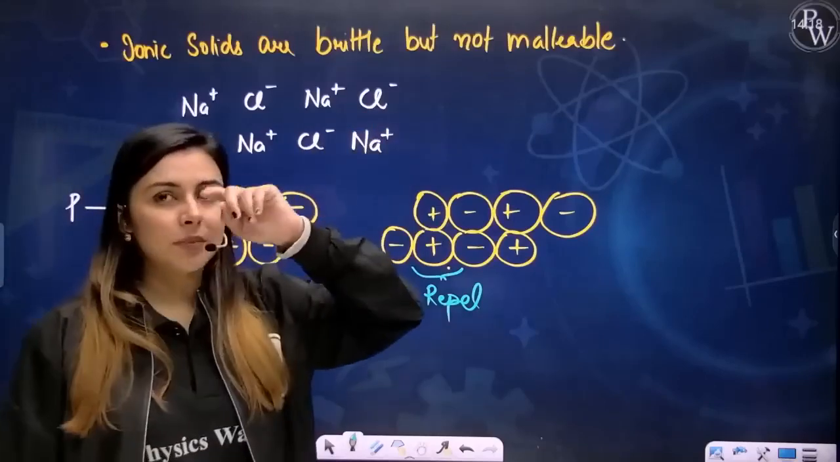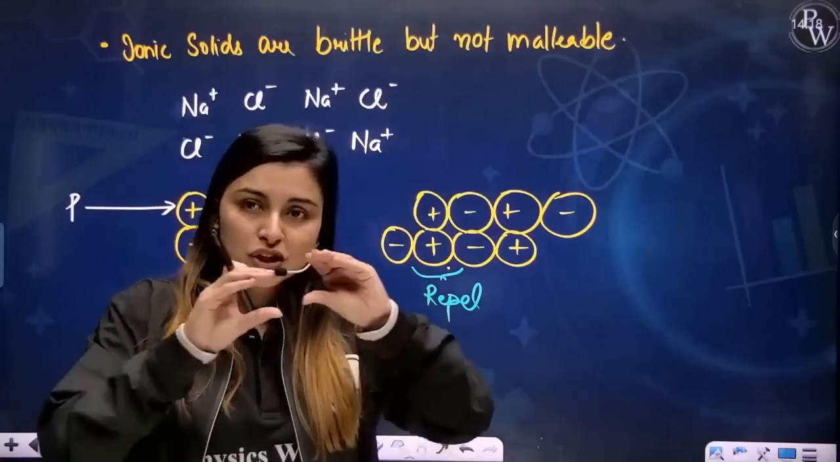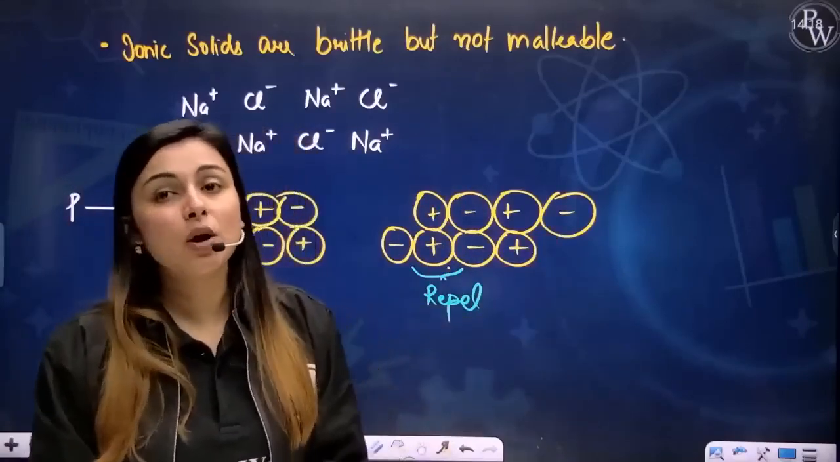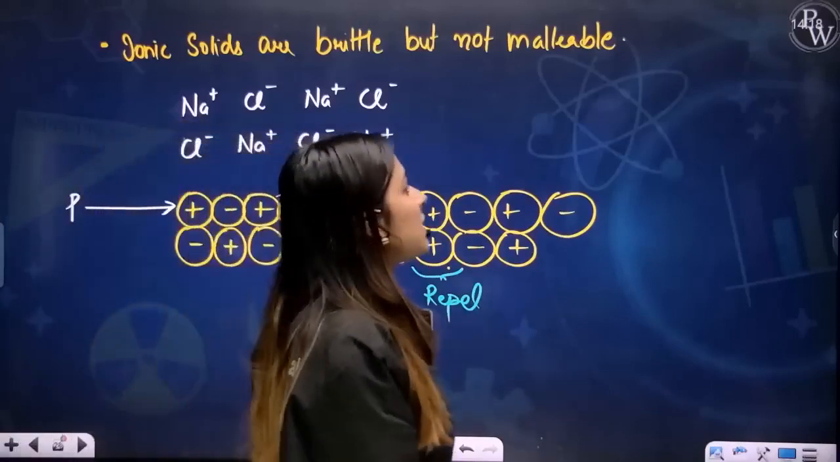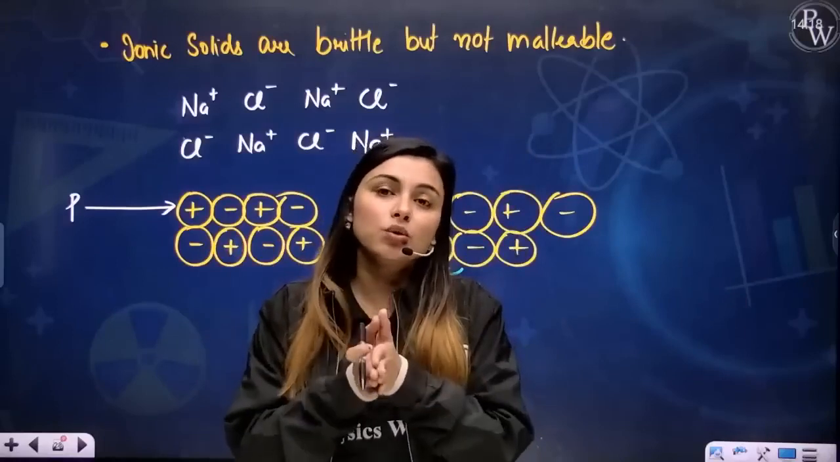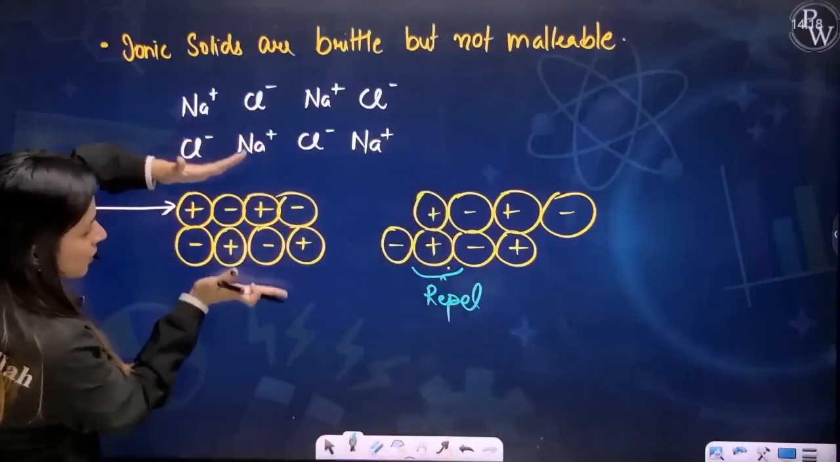What does malleable mean? Malleable means the tendency to get converted into sheets. You can convert them into sheets. So now, my dear students, malleability means that if we apply pressure on a solid, it will be converted into sheets. Can you apply pressure on this solid and convert it into sheets?